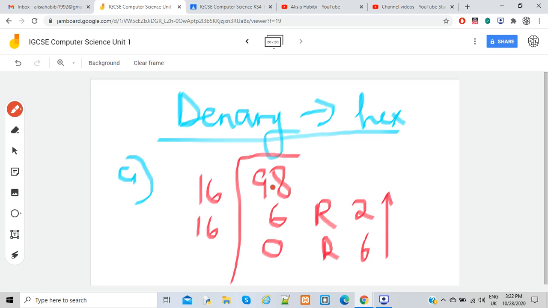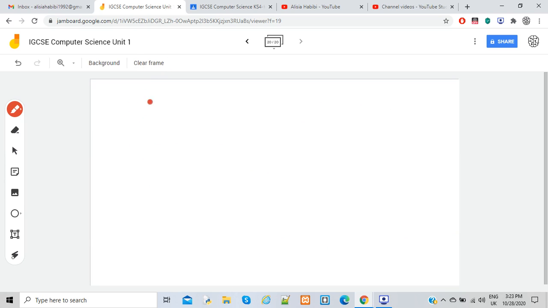So our final answer for this denary number to hexadecimal is actually 62. It's not read as sixty-two because we're converting into hexadecimal. Remember, hexadecimal is represented from 0 to 9, A to F, and so we consider this as 6, 2 when read. So the answer for this denary number in hexadecimal is 62. I'm going to clear this frame again, and we're going to do the next example.